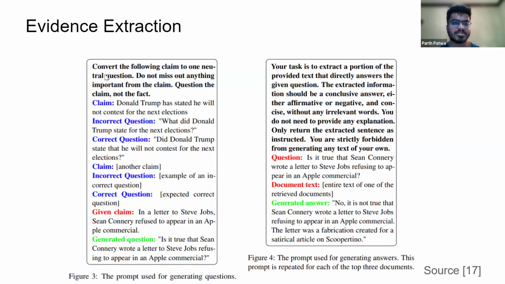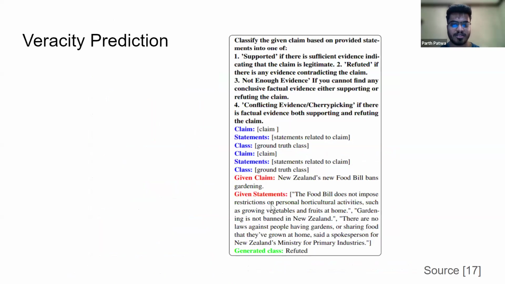To extract the evidence, first we convert the claim into a question. If the claim is Donald Trump has stated he will not contest the next election, it will be converted into a question: where did Donald Trump state he will not contest the next election? And then this question is given along with the document to generate an answer. So the answers for 3 documents are concatenated to get the final claim. There is a recent paper that we worked on, and the code and paper are available online.